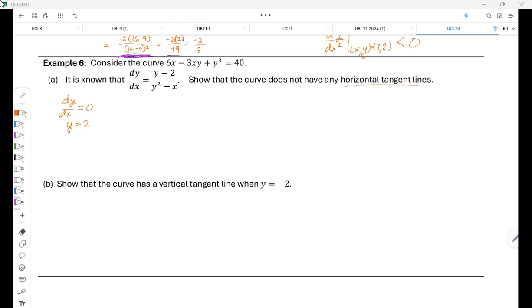Kind of setting my problem up. If I have a horizontal tangent line, my derivative equals 0. The only way that's happening is if y equals 2. Let's plug y equals 2 into our curve. So we end up with 6x minus 3xy.